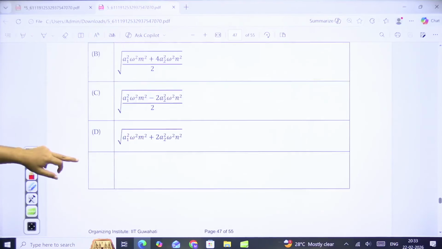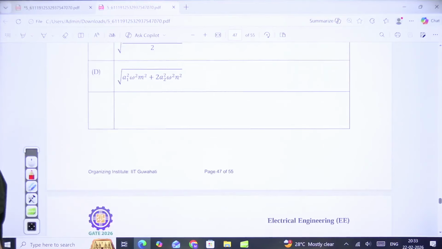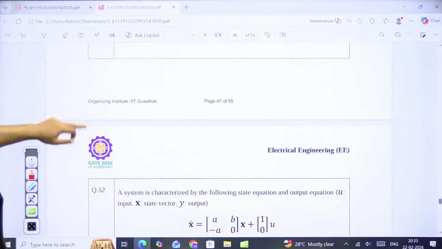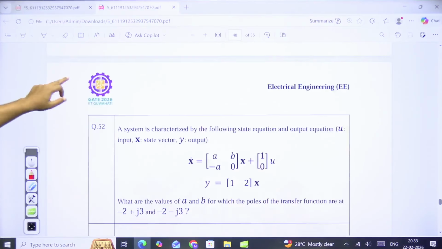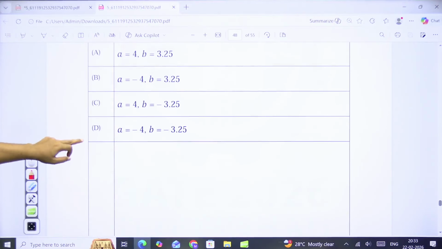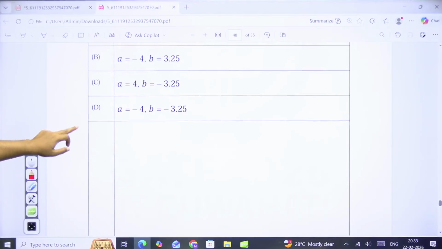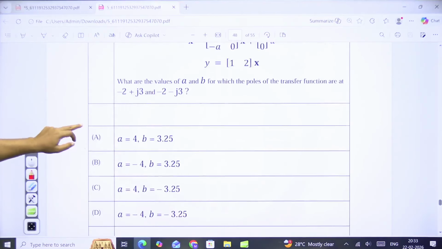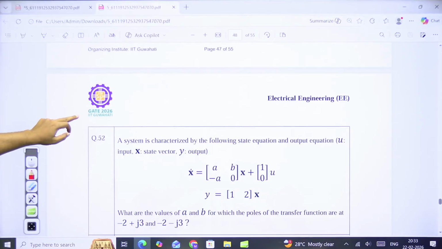So the next question is question number 52. Now guys, see the question. What is the examiner saying? A, B, minus A and minus B values are given to us, and the examiner is asking for the A, B values. It is a very easy question. Simply pole equations.